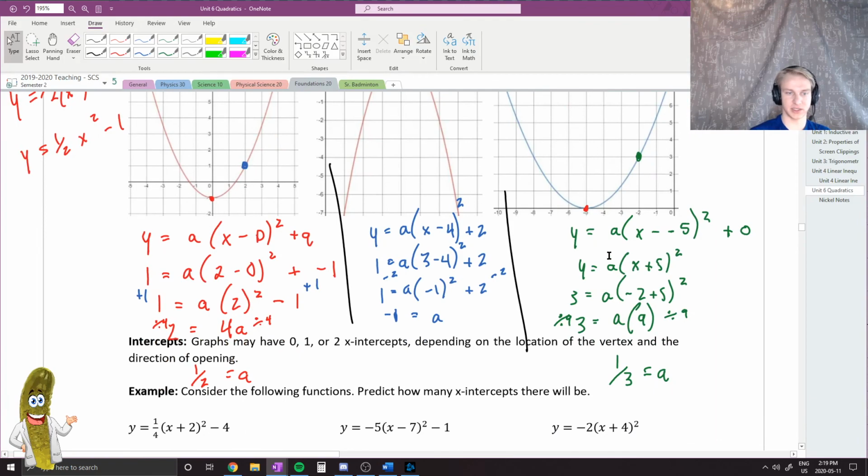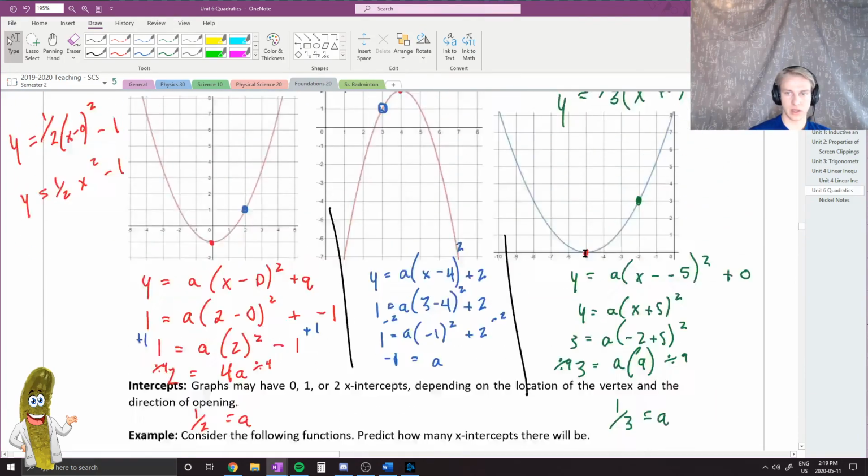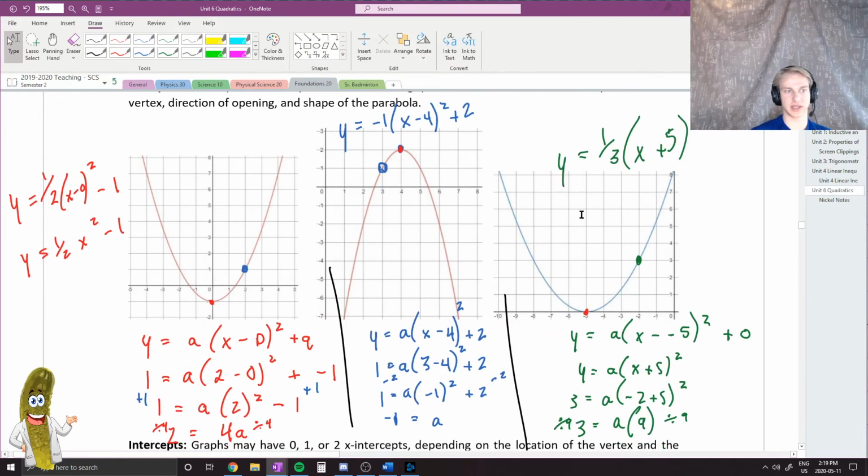Does anyone have any questions about that particular example? Or those three examples, I guess?